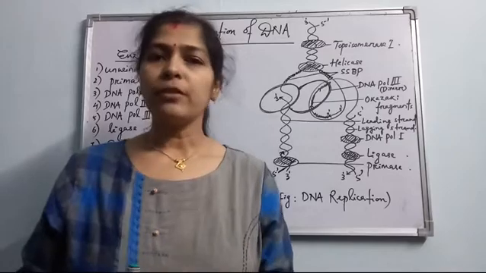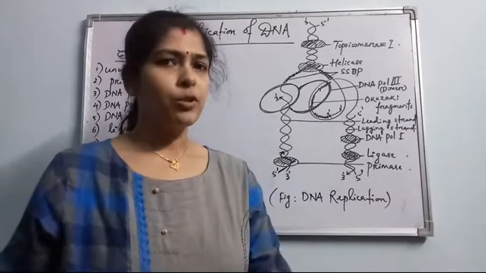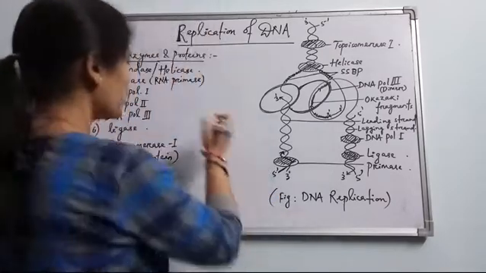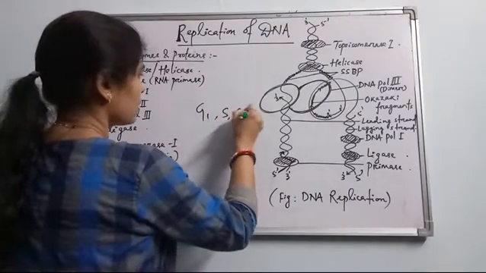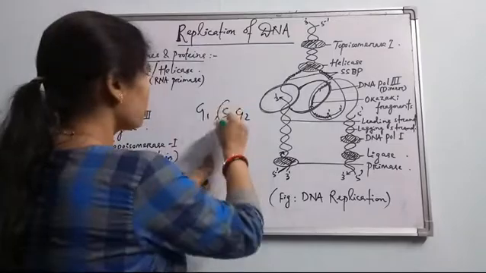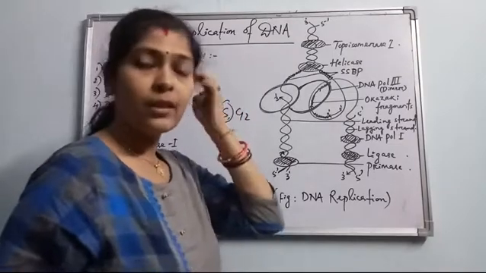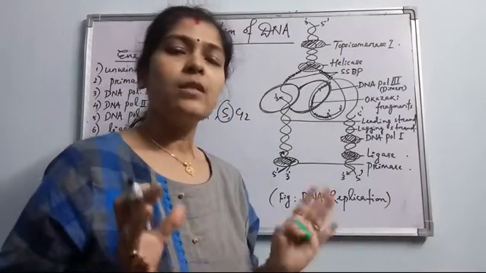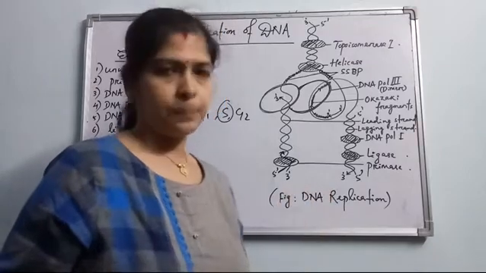In the interphase of the cell division, interphase is the preparatory phase where G1, S, and G2, three subphases, are there. In the synthetic phase, DNA replication occurs, where the total amount of DNA present inside the nucleus of the cell is doubled.